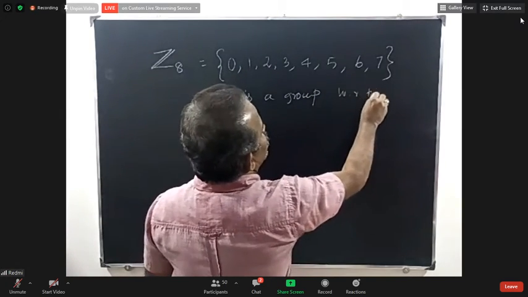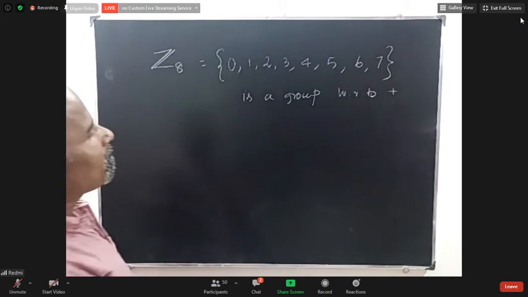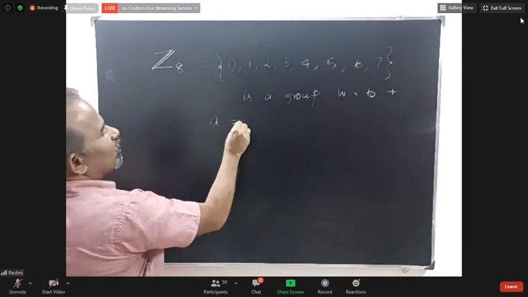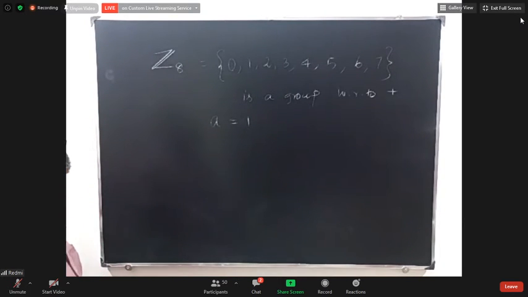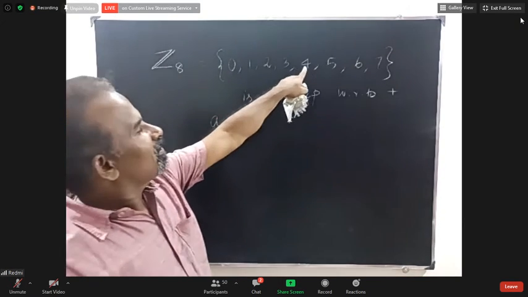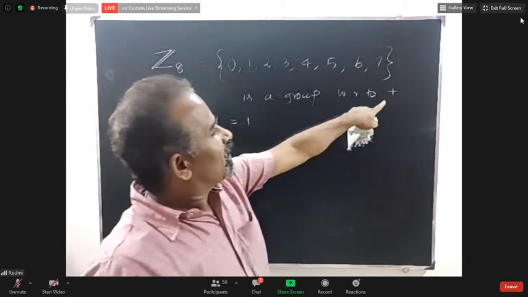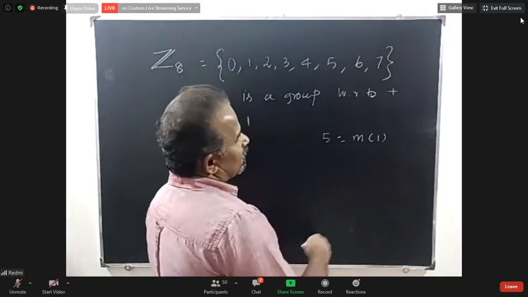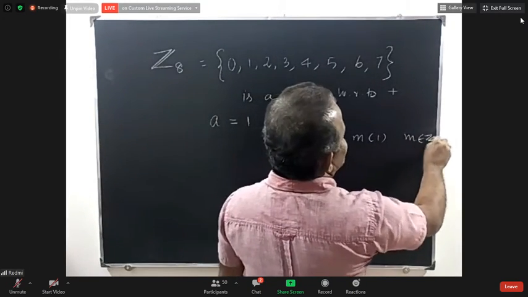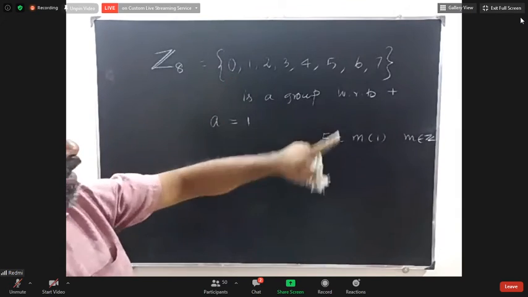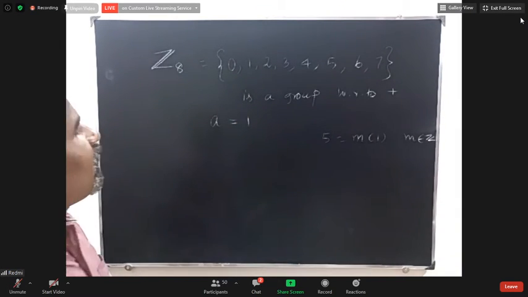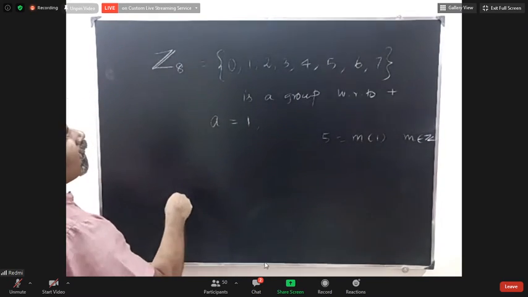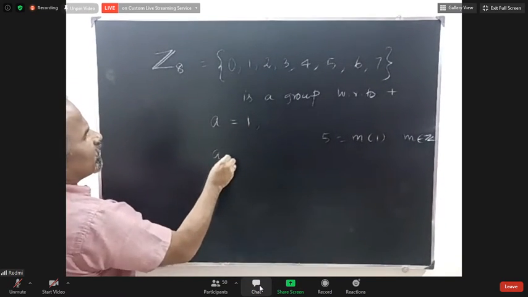Now I am going to say that 1 is the generator. If you take any element, I can write the element 5 as some m times 1, where m belongs to Z. Good, all the elements I can write. Similarly, suppose I am going to take 3.